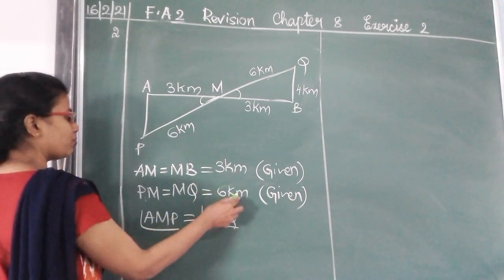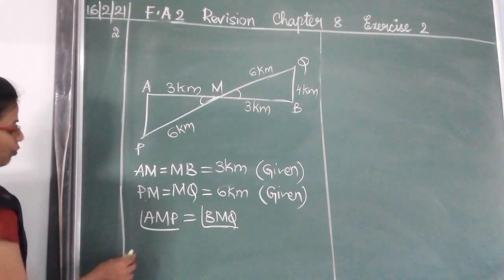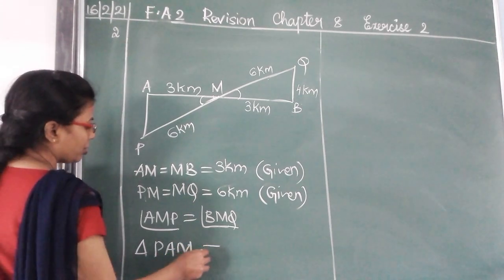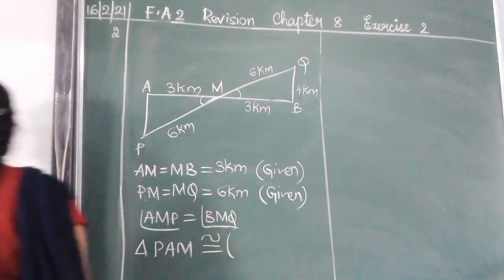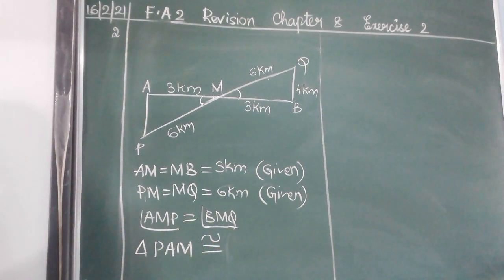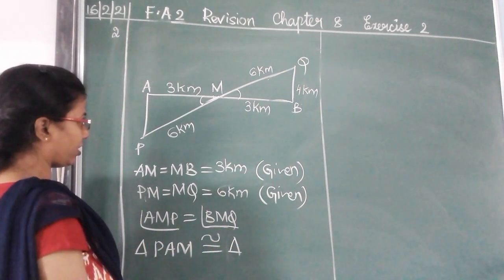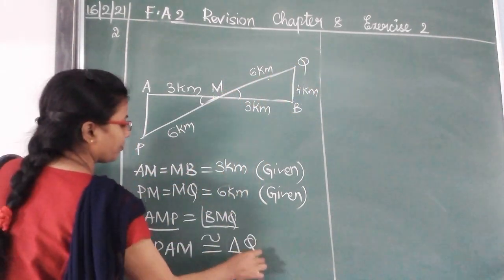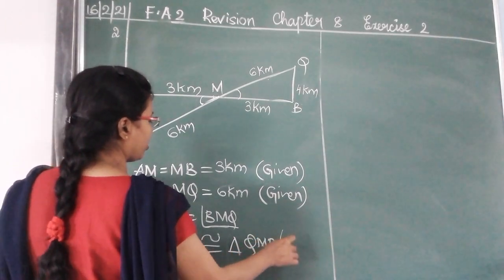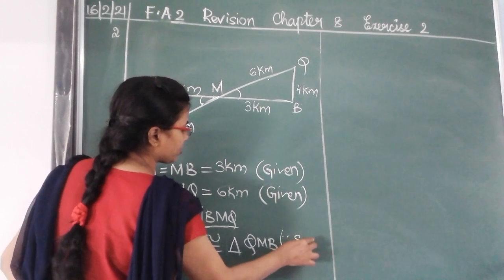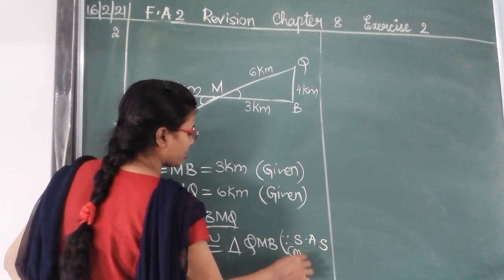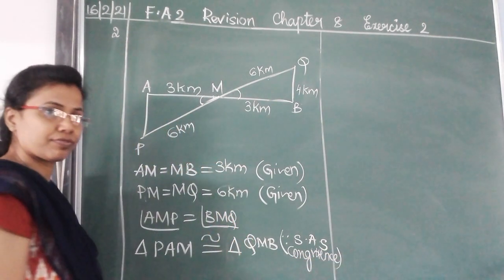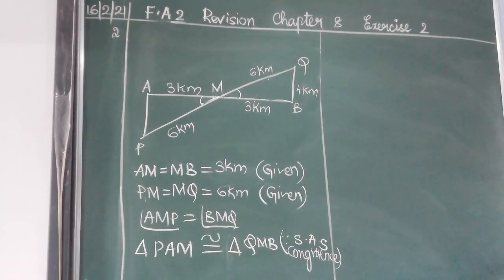So here you can see that two sides and the angles are equal. So triangle PAM is congruent to triangle QMB. What is the reason? Since SAS congruence. Understood this? Copy in your homework books, children.